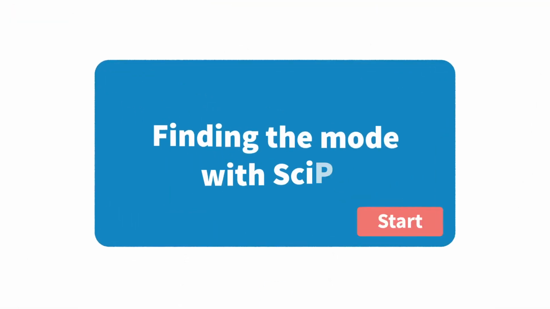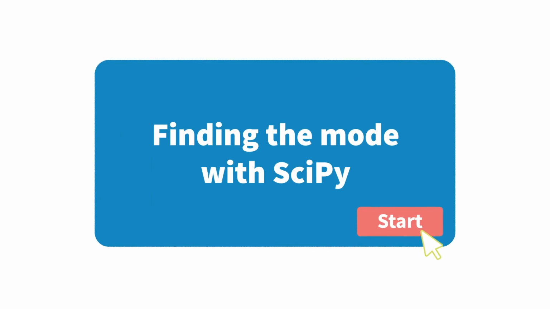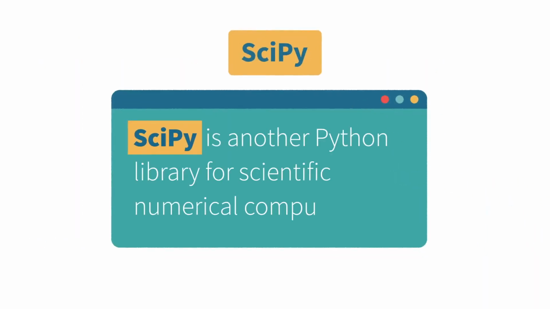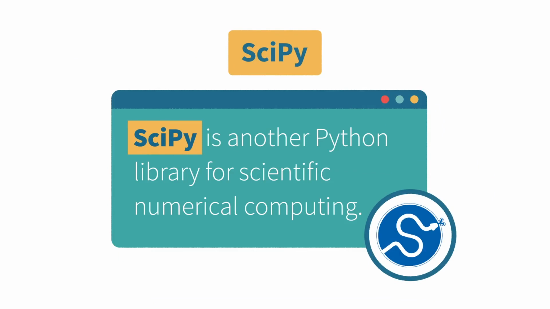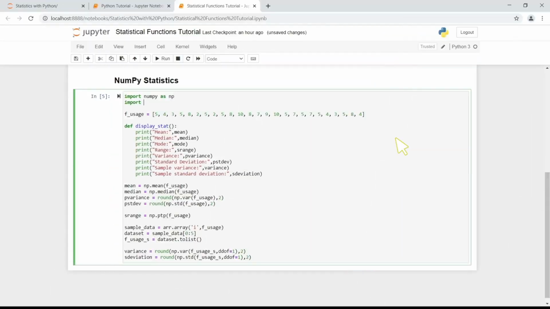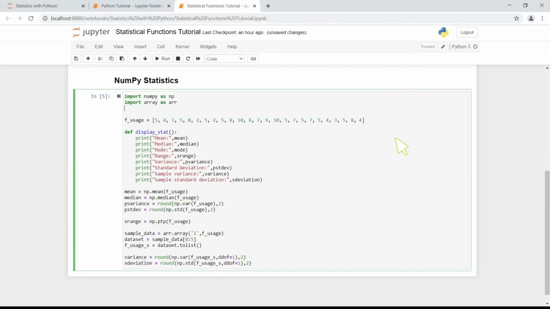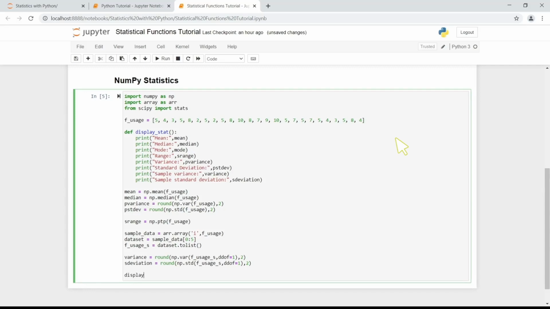Last is about the mode. NumPy doesn't have a built-in method for mode. To get it, you need to import stats from the SciPy module. SciPy is another Python library for scientific numerical computing. Now, let's call the mode method from SciPy's statistics module. Don't forget to call the display_stat function to print the results. Let's run the code.